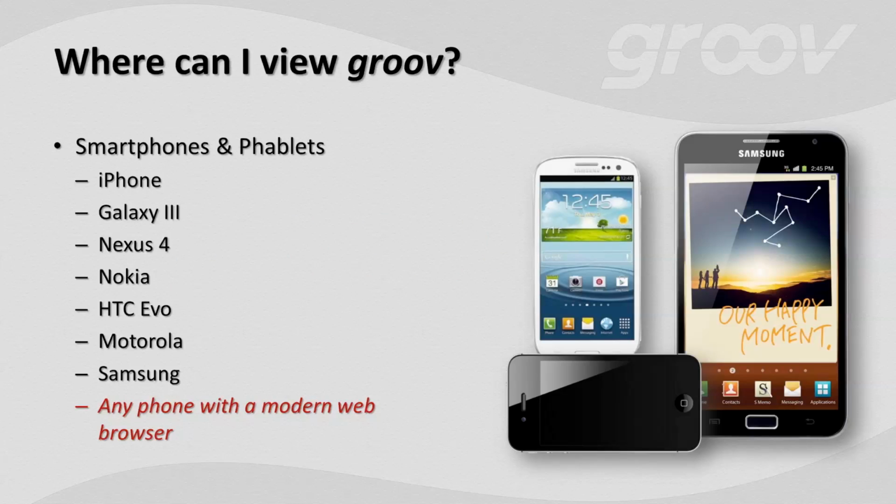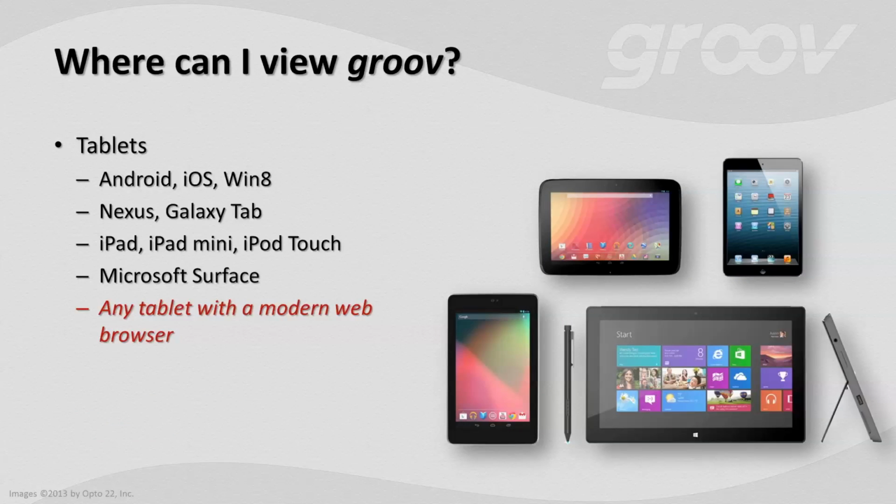So once you build your application, where can you view it? Well, of course you can view it on any smartphone. That's why we're here. So all these various phones here that you see on the screen all come with a modern web browser and a network connection, the 2 requirements for a Groov app.